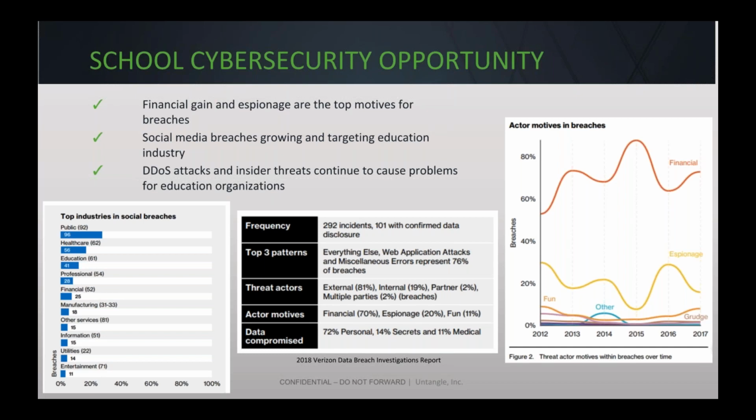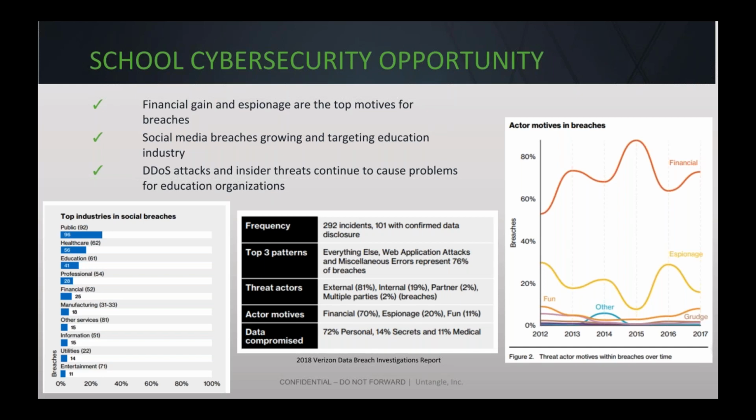In the graphics here, you can see that some of the top industries for social breaches are obviously public sector, healthcare, but education is now number 3. This used to be the professional, the financial sector, but education has become a target because a lot of these organizations don't have sophisticated protection like Untangle on the network.